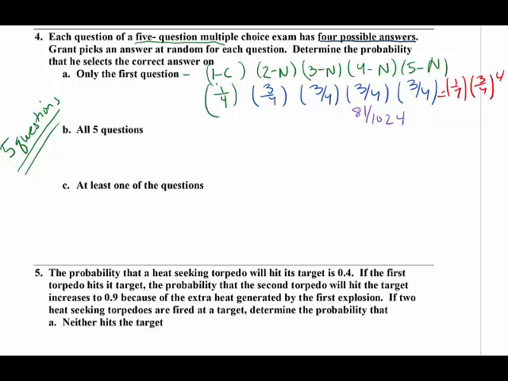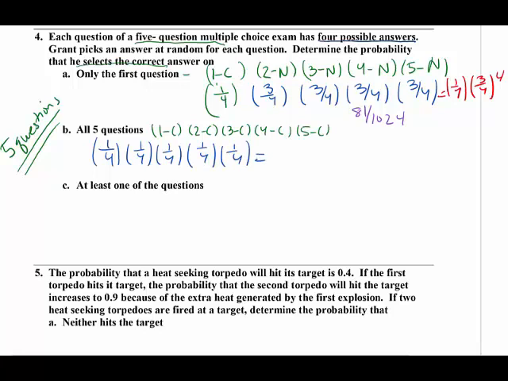This is again a tricky question. B says he selects correct all 5. So the first one is correct, second one is correct, third one is correct, fourth one is correct, fifth one is correct. So 1/4 for the first one, 1/4 for the second, 1/4 for the third, 1/4 for the fourth, and 1/4 for the fifth. That is the same thing as 1 divided by 4 raised to the 5th power. Or again, you can just multiply it out. 1 times 1 is 1. 4 to the 5th power, as we saw above, should be 1024. Remember, the probability should be between 0 and 1 normally. 0 is the lowest it can be, 1 is the highest.